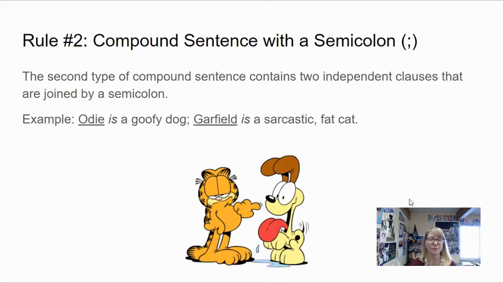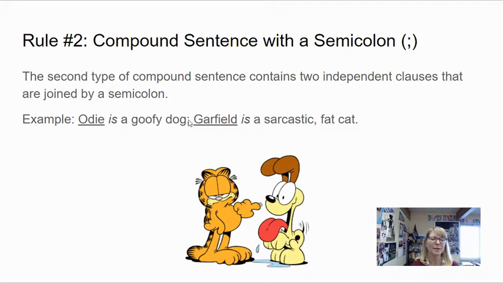All right, the second rule for compound sentences is one in which you use a semicolon. A semicolon has more power than a comma, so it can actually join two independent clauses by itself. So the example here is, Odie is a goofy dog; Garfield is a sarcastic fat cat. So you can see Odie is a complete independent clause, and Garfield is an independent clause. And then you have some descriptors on either side.